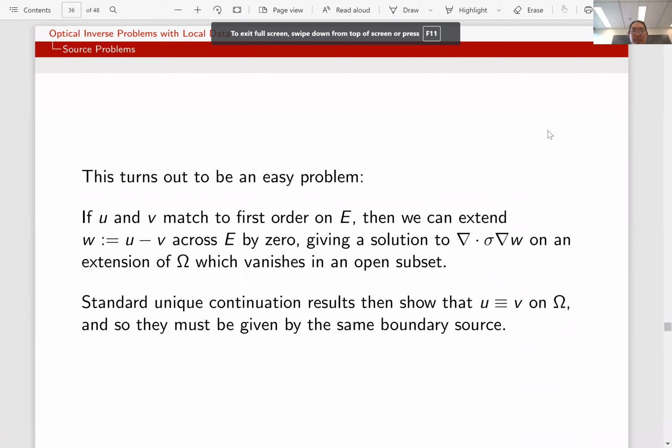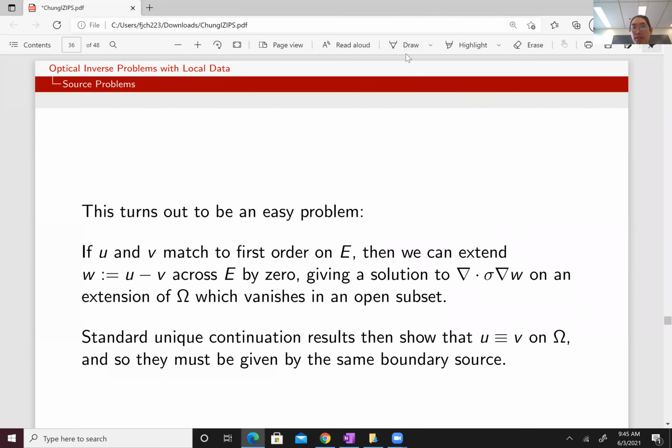And the reason why is that if you have two solutions that correspond to different sources that match to first order on E, you can look at their difference W and extend it across E by 0. So let me try to draw again. So I have this situation again where I have two solutions which in principle might differ on F, but they're the same to first order on E.